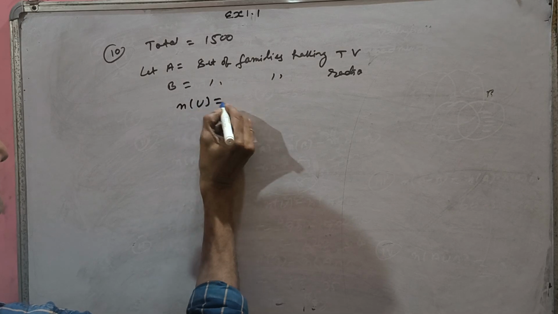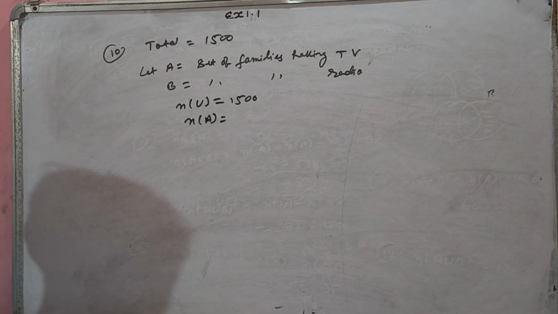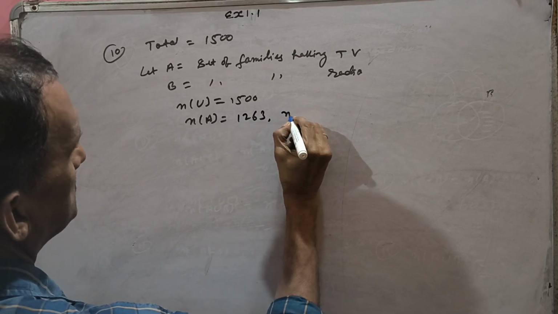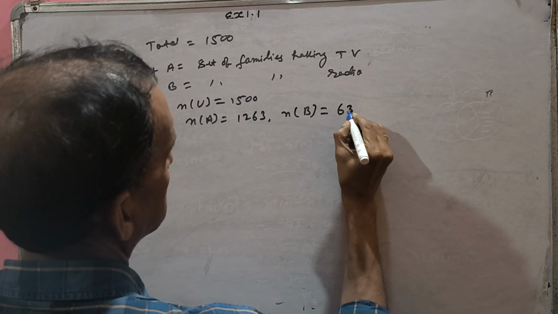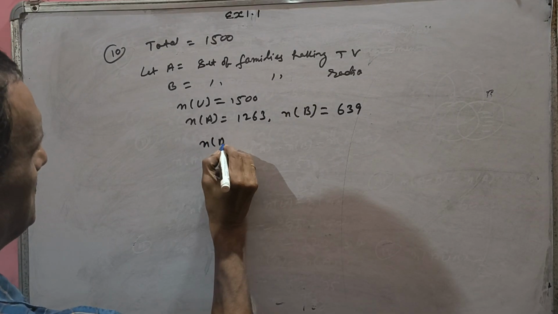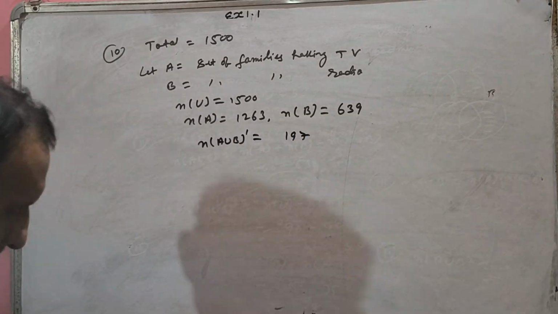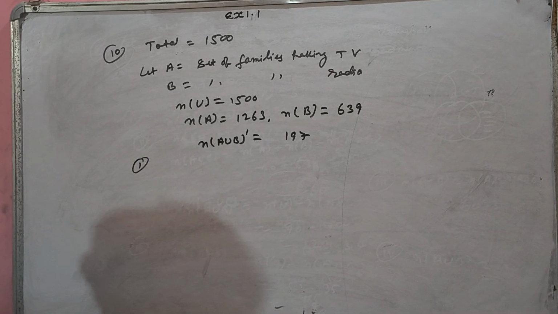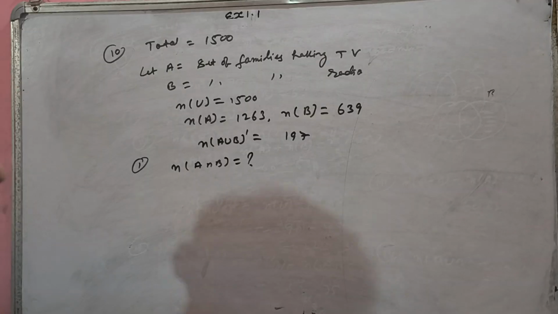So this will be n(U) equal to 1500 and n(A) equal to 1263 and n(B) equal to 639. What is given? Neither is also given. Neither means n of (A union B) whole complement is given as 197. In number 1 we have to find the number of families having both TV and radio. Very clear. And A intersection B we have to find.